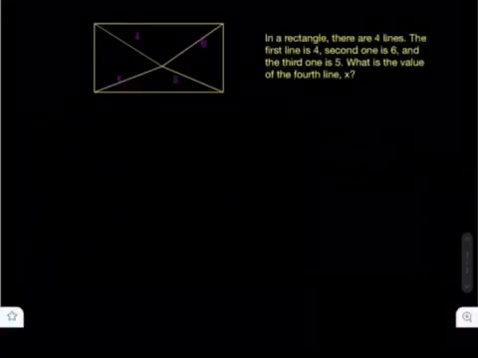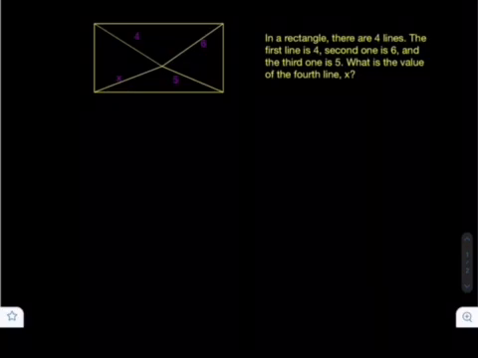Hello everyone. Today we have a grade 12 math geometry problem. In a rectangle, there are 4 lines. The first one is 4, the second one is 6, and the third one is 5. What is the value of the fourth line x? Pause the video if you want to try the problem yourself, and when you're ready, keep watching.